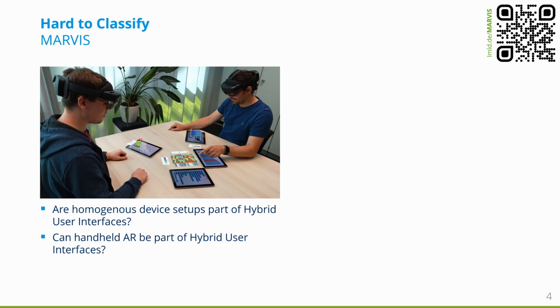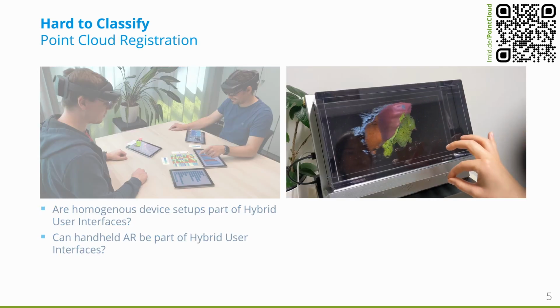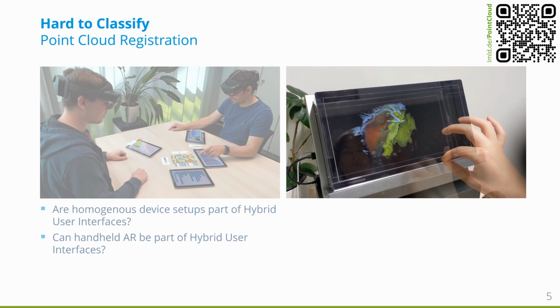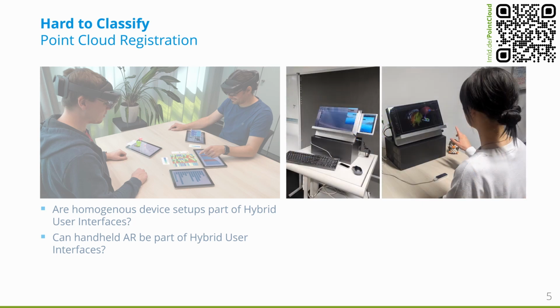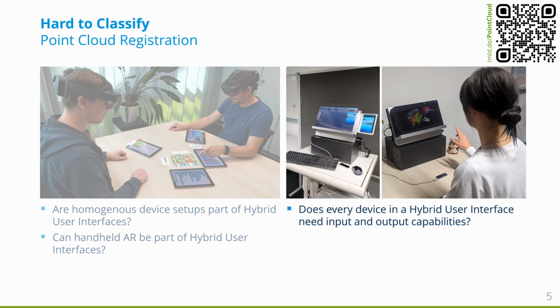Another project of ours presents a system to align point clouds of a liver model in a medical use case. Here, we combine a looking glass with a leap motion for stereoscopic perception and hand tracking. However, the looking glass is also equipped with a small 2D monitor and can be controlled by a mouse and keyboard. With that, we see questions like, does every device in a hybrid user interface need input and output capabilities?